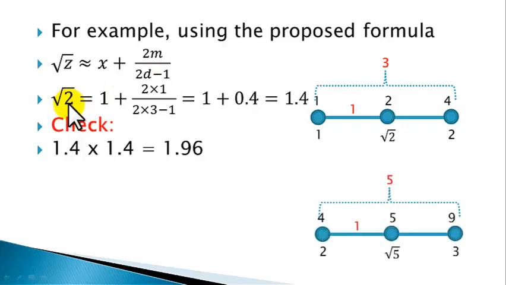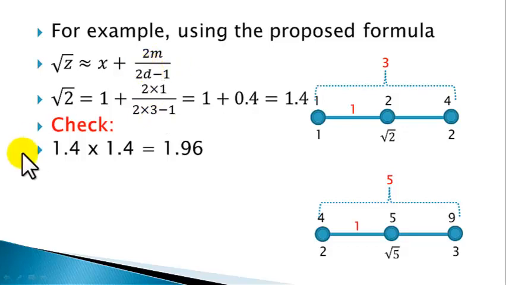Let us also use the formula to find the square root of 5. Here the next square number less than 5 is 4. The square root of 4 is 2. The next square number greater than 5 is 9. Square root of 9 is 3. The distance from 4 to 5 is 1. That is, m is equal to 1. And the distance from 4 to 9 is 5. d equals 5. Put m equals 1, d equal to 5, x equal to 2 into our formula.